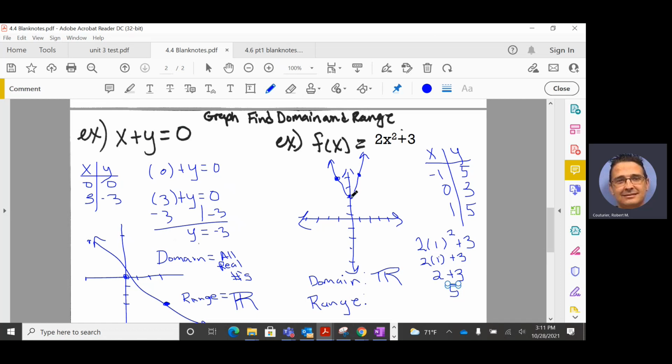Above. Because this is a minimum point in this U-shaped graph. All our y's, look, our y that's being used here is 3. Nothing's less than 3. So the y's that are being used, every y is going to be greater than 3. And like that, you're able to say there's the domain and there's the range.